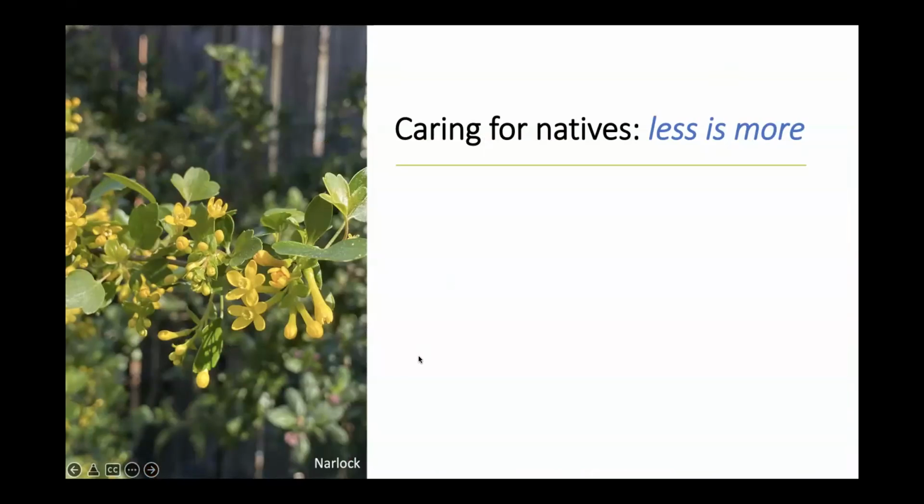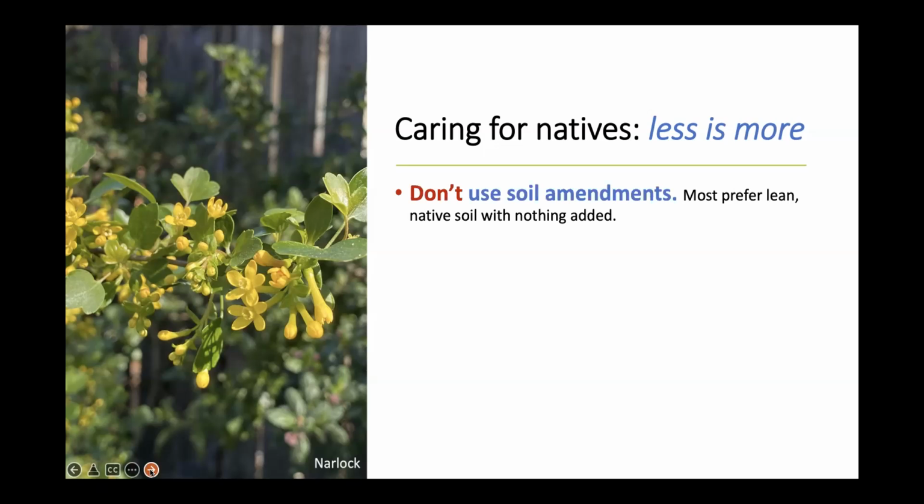Okay, so let's talk for just a minute about caring for natives. Just like we spoke about earlier about caring for oaks, less is usually more. So don't use soil amendments. Most prefer lean native soil with nothing added.